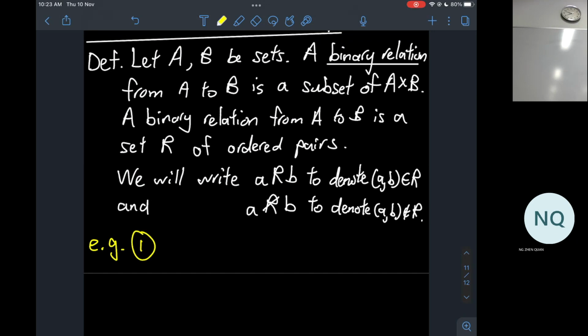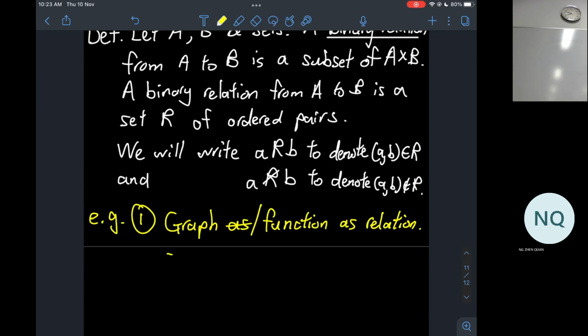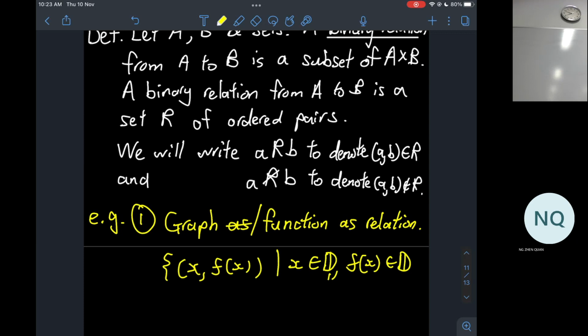So for example, what is a relation? A graph is a relation. All the functions: a function is a relation. Why? Because we have an ordered pair (x, f(x)), where x is in some domain and f(x) is in another domain. Because it's an ordered pair.